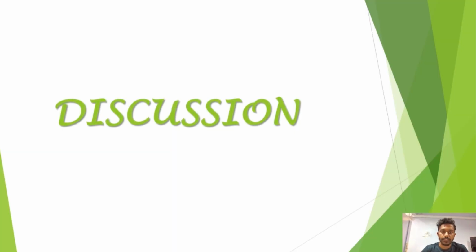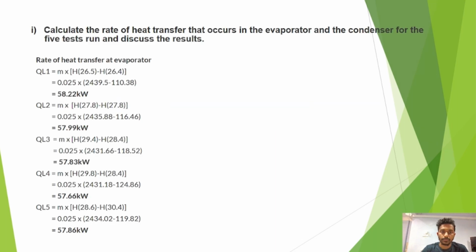Hello everyone, I'm Ranjit here. So here I will be presenting the discussion part. The first question is to calculate the rate of heat transfer that occurs in the evaporator and the condenser for the 5 test runs and discuss the results. First of all, we need to calculate the rate of heat transfer at the evaporator using the given formula, which is QL equals mH. The H, which is enthalpy, we can obtain using the steam table.